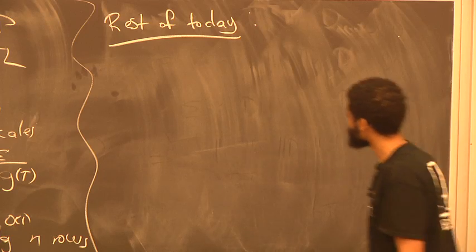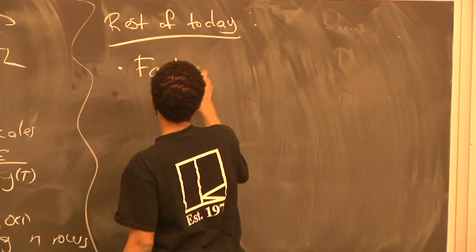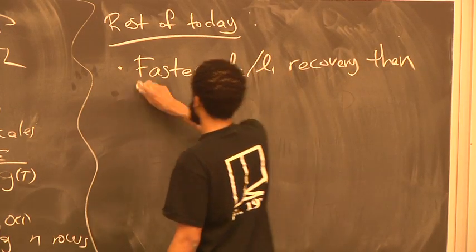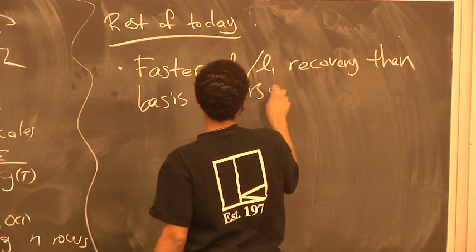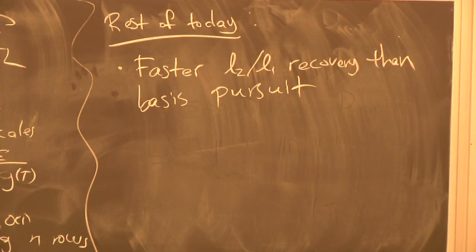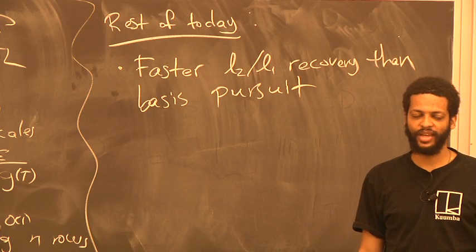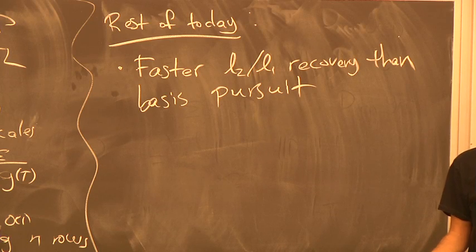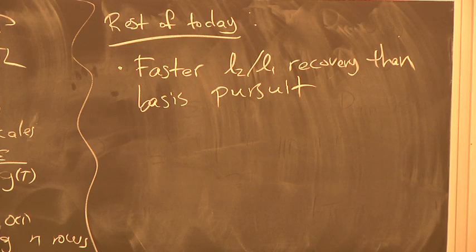Faster L2, L1 recovery than basis pursuit. And in fact, there are such faster algorithms. Most of these algorithms are iterative, meaning that they start off by saying my recovery is the 0 vector, which has terrible error. Then there's an iterative step that you keep doing, such that every time you go through an iteration, the error improves. As we'll see, you can implement the iterations quickly, and we'll show that it converges to small error quickly as well.